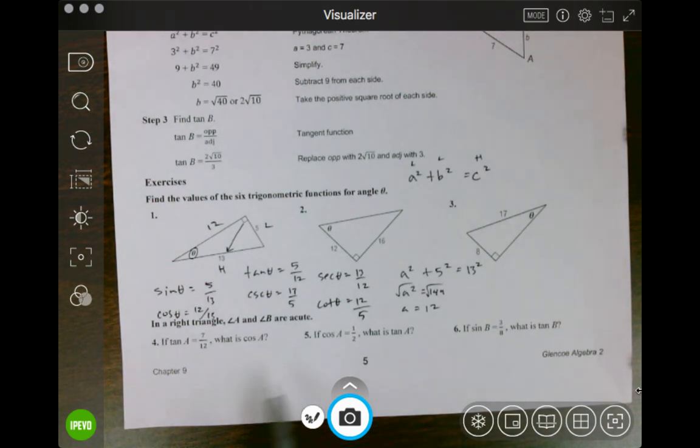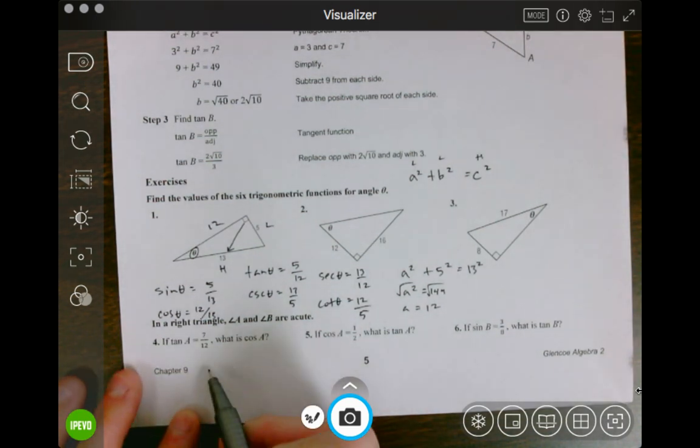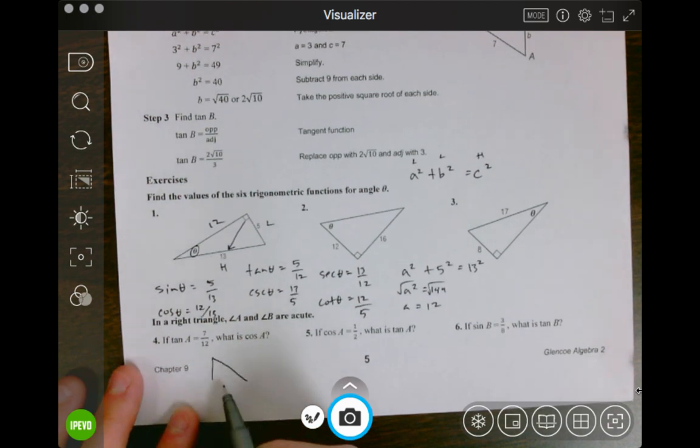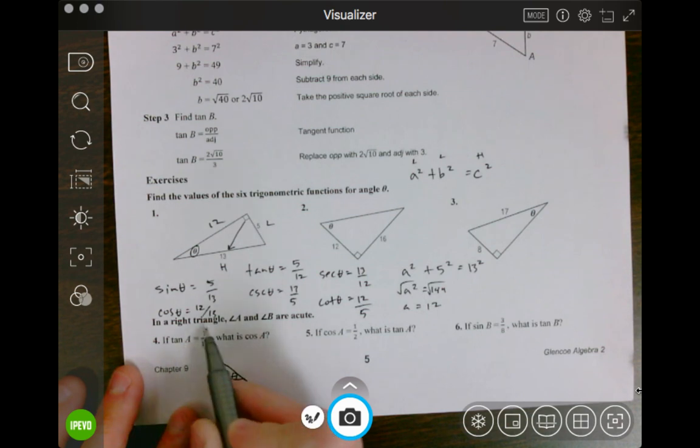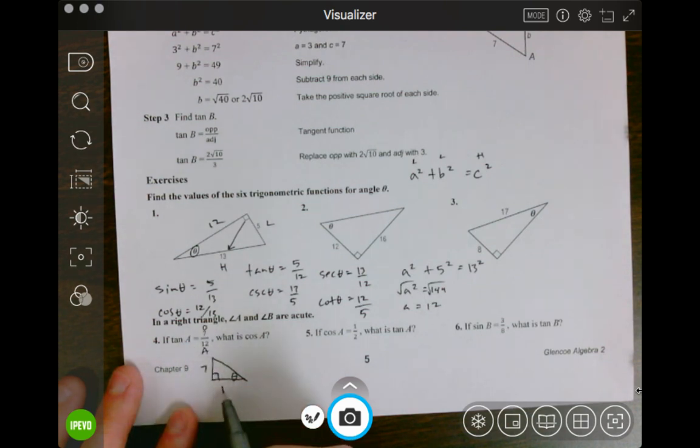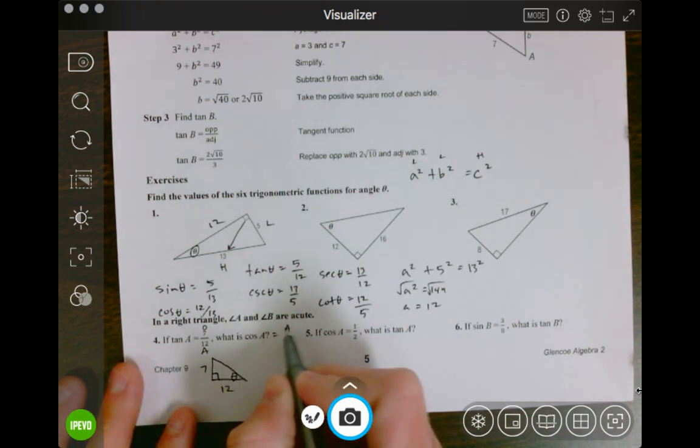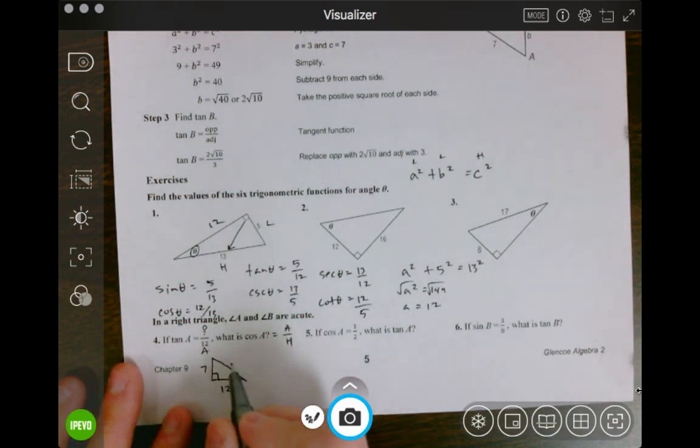In a right triangle, angle A and angle B are acute. If tangent A is 7 over 12, what is cosine A? I like to just draw my triangle. So here's my nice triangle. I'll put theta here. Doesn't matter where you put theta. And tangent is opposite over adjacent. We need to find the hypotenuse because cosine is adjacent over hypotenuse. So we need this guy.